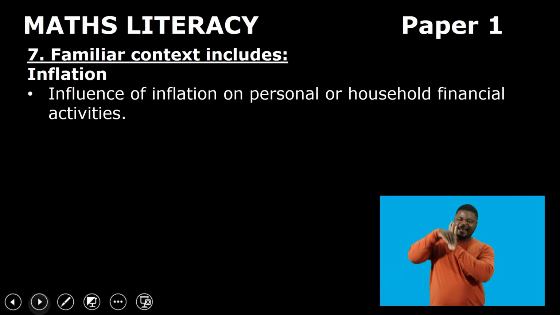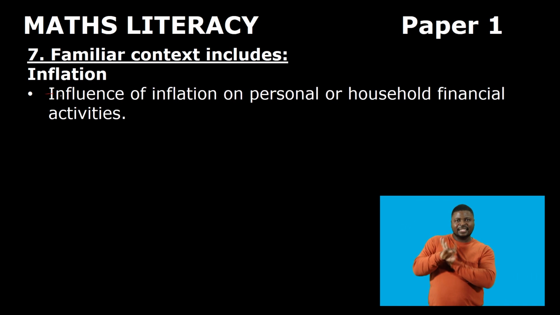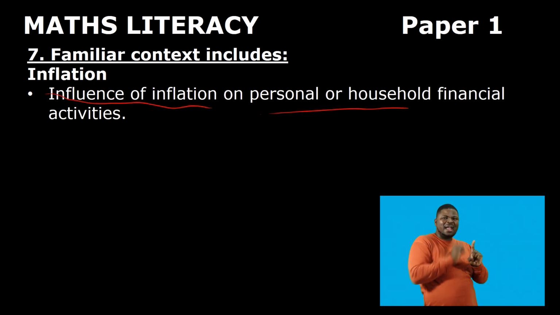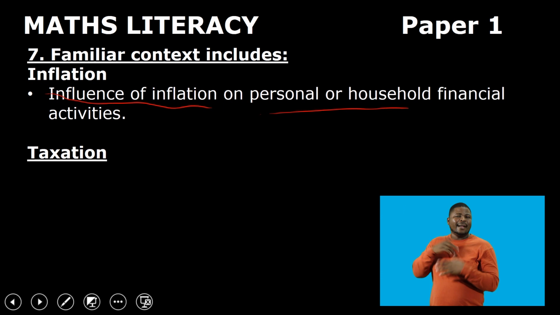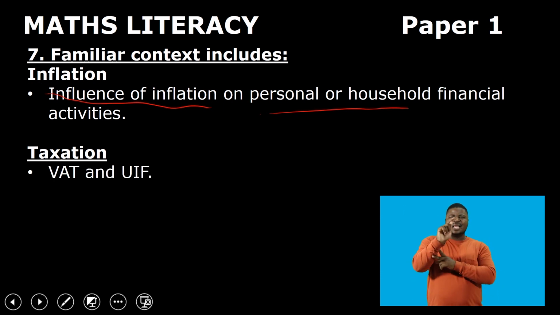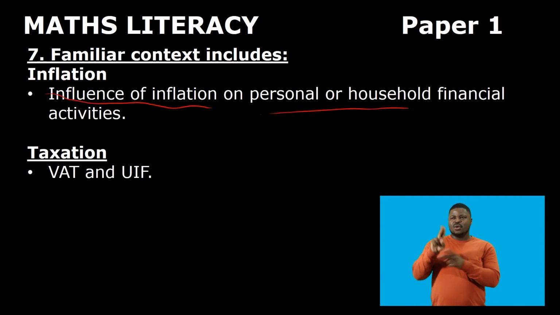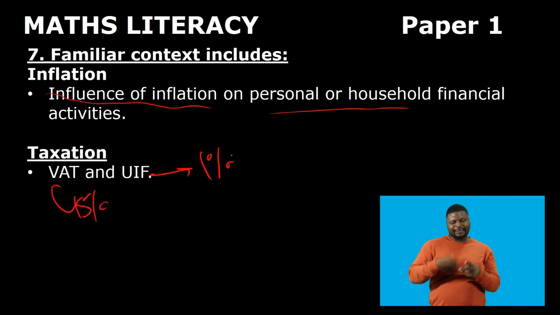Then when it comes to inflation, you need to know the influence of inflation on personal household financial activities. So what is the cause of inflation and what do you need to do to counter that? Then looking at tax, it's VAT and UIF. Remember that VAT is 15% and UIF is 1%.